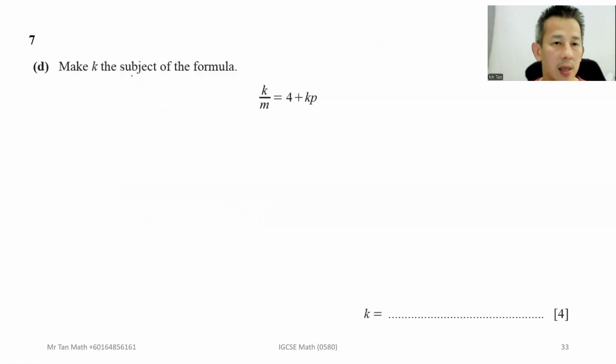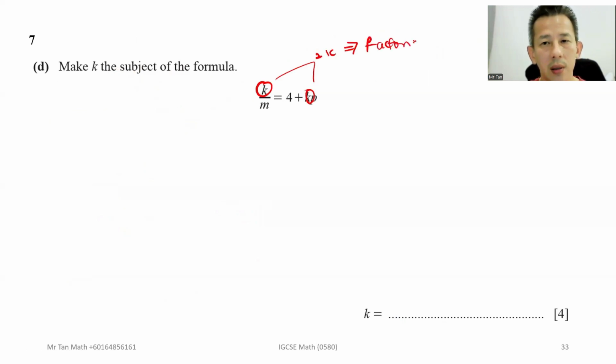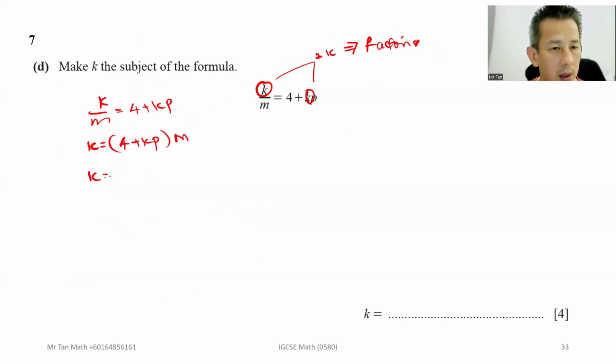D, make K as a subject. Make K as a subject, you have 2K here. Therefore, you need to factorize. Okay. So you have K over M equal to 4 plus KP. Everything you times M. So you get K equal to 4M plus KPM.